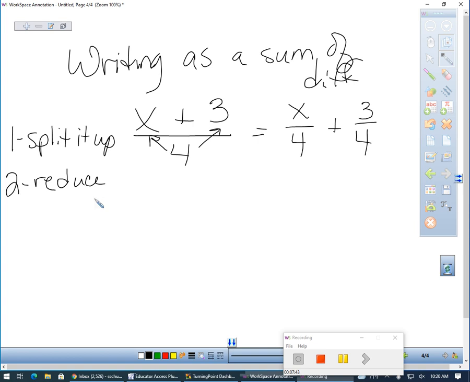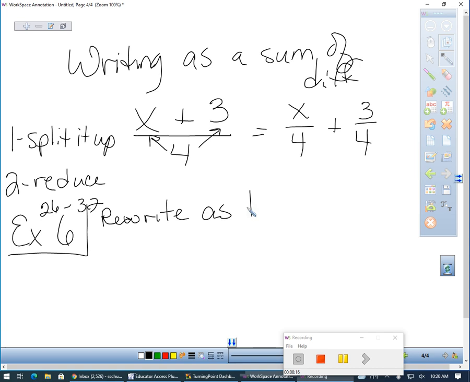You gotta go. All right, so how about this one? Here's example number 6. And again, in your homework, this is questions 26 through 32 where you're doing this, and the directions say to rewrite as the sum or difference.